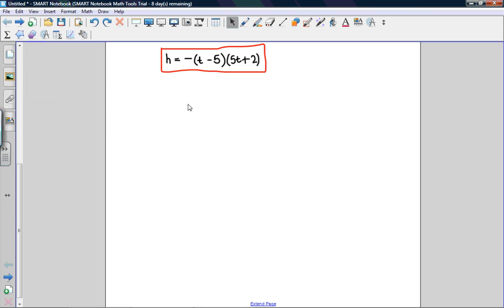But there's one more thing the question asks us to do. It is to determine when the rocket will fall to the ground. So when it falls to the ground, the height will be 0. So I will set the h in the equation to 0, and then solve the rest.